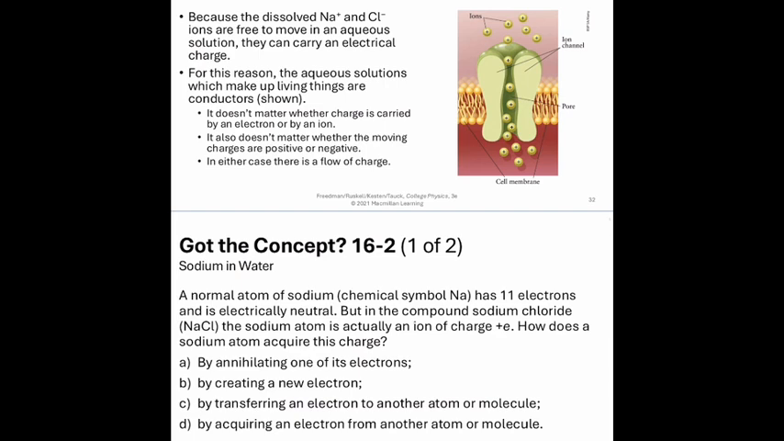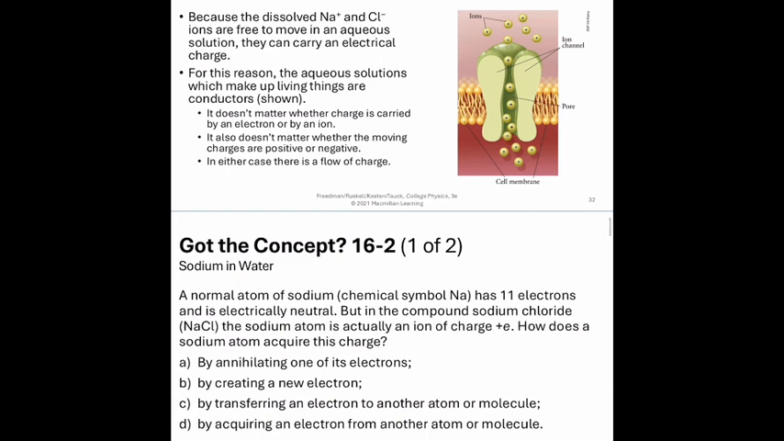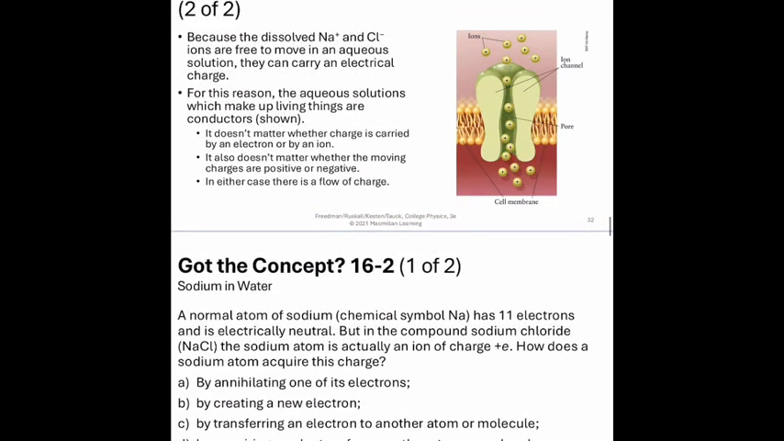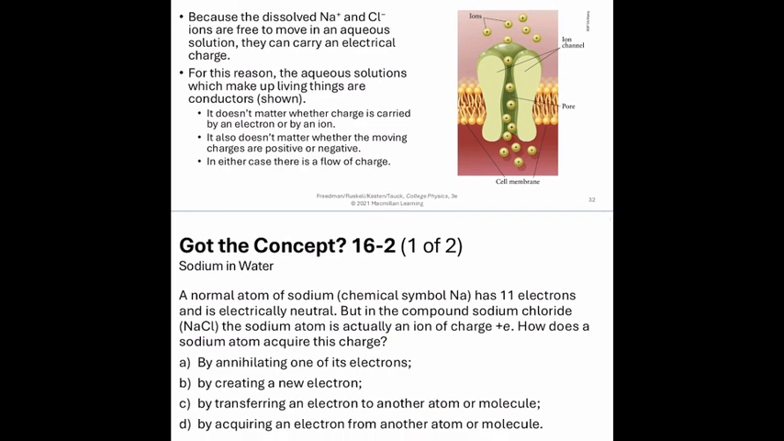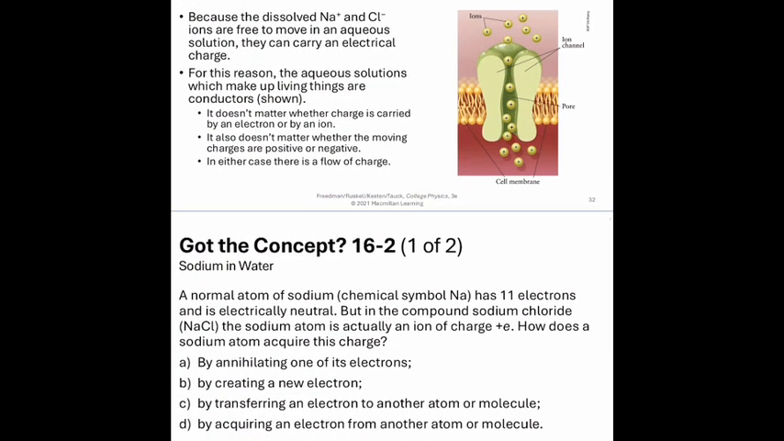In this conceptual problem, we have the normal sodium atom, right? It has 11 electrons, it's electrically neutral, but when it's in the compound of sodium chloride, the sodium atom actually is an ion, of charge positive e. How does the sodium ion acquire this charge of positive e? Well, did it acquire this positive charge by A, annihilating one of its electrons, B, creating a new electron, C, transferring an electron, or D, acquiring an electron?